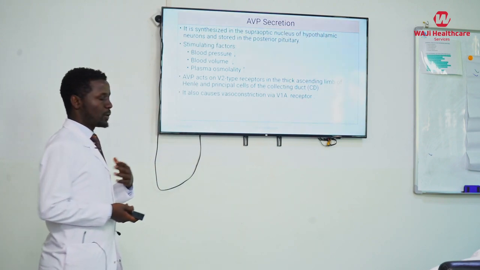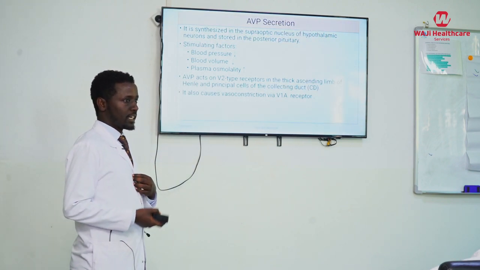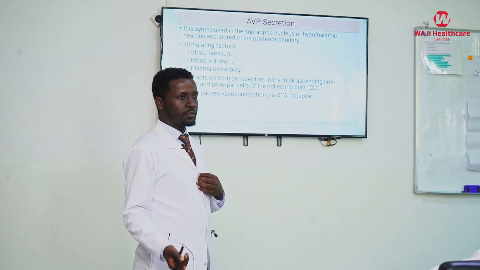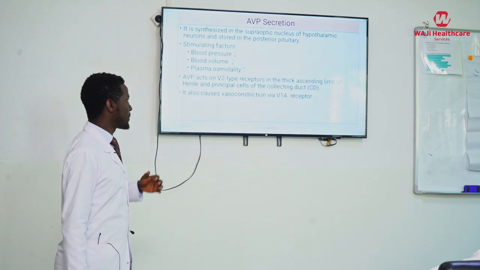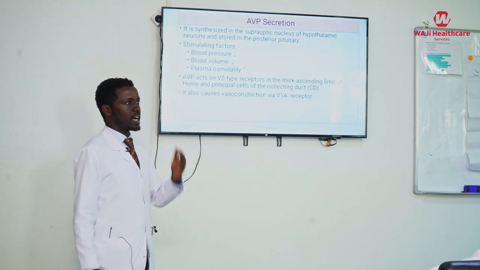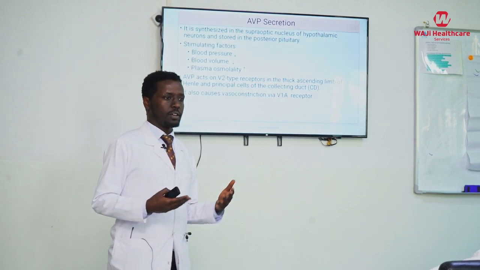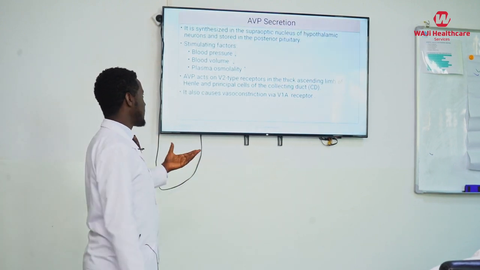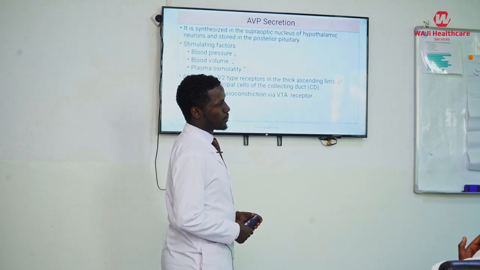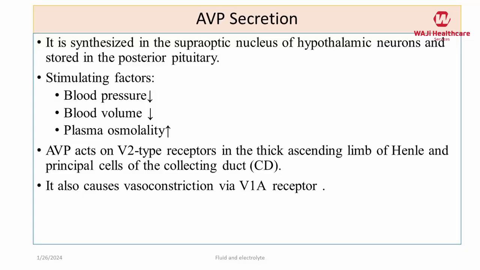So the AVP hormone acts in the collecting ducts of the kidney and causes fluid reabsorption. The stimulant, the cause, is hypovolemia, and the action is retention of fluid. AVP acts there, and it also has an effect on the vascular component: vasoconstriction. When there is vasoconstriction, there will be a rise in BP. So that is a very important component of AVP secretion.